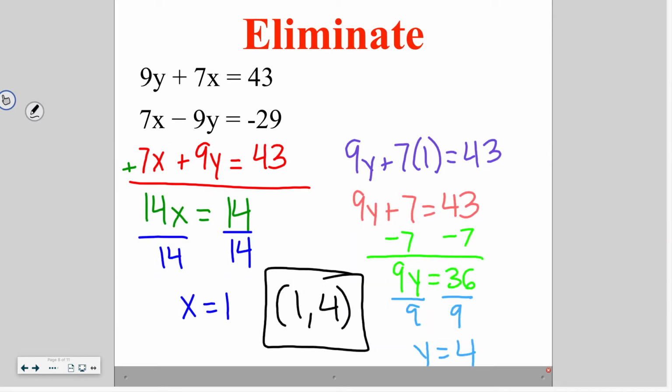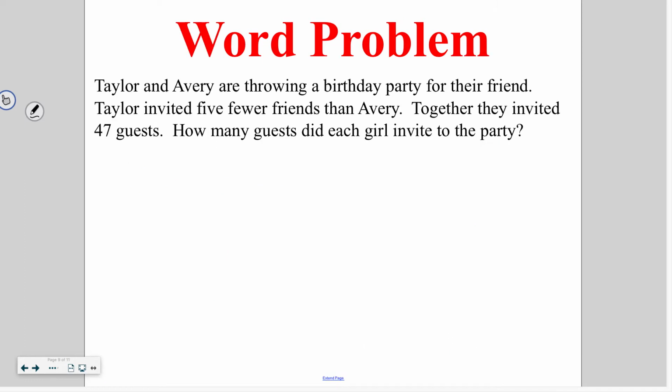Rearranging again using that top equation because both of them are positive, we get 14x is equal to 14, so x is equal to 1. Plugging that back into the first equation or the second one, either way, is going to give you y is equal to 4, giving you a final answer of 1, 4. If you have questions about lining up the variables, please let me know when you get to class.